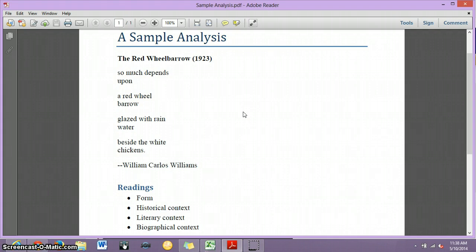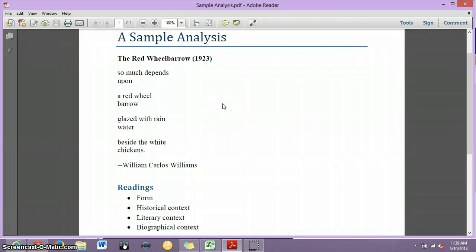What does it mean now? Now is when you take a leap into an interpretation, which becomes your argument about it. So perhaps this form is saying that even though the image it's presenting is simple, the complexity of the form forces the reader to slow down and find important elements within it. Perhaps the form is pointing out the importance of the barrow itself, or the water, or the chickens. Something like that. I'm not going to go too in depth with each of these readings, but can you see what I'm doing?